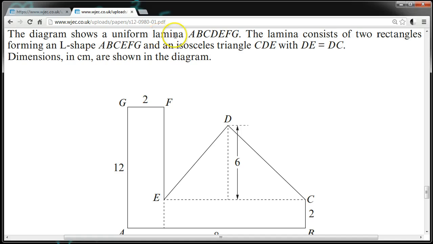The diagram shows a uniform lamina, A, B, C, D, E, F, G. The lamina consists of two rectangles forming an L shape, A, B, C, E, F, G, and an isosceles triangle CDE with DE equals DC. Dimensions in centimeters are shown in the diagram.